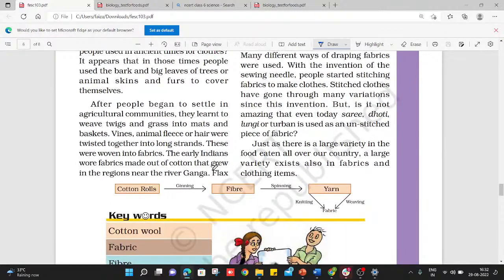Okay, after people began to settle in agricultural communities, they learned to weave sticks and grass into mats and baskets. Vines, animal fleece, or hair were twisted together into long strands. These were woven into fabrics. The early Indians wore fabrics made out of cotton that grew in the regions where the river Ganga flows.